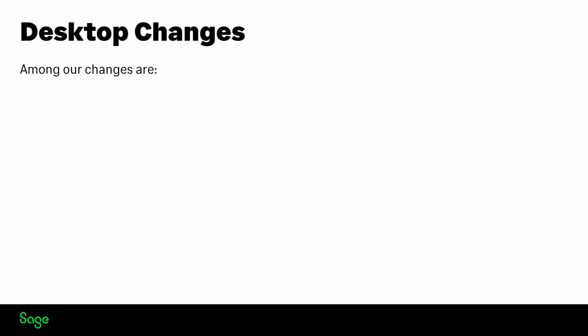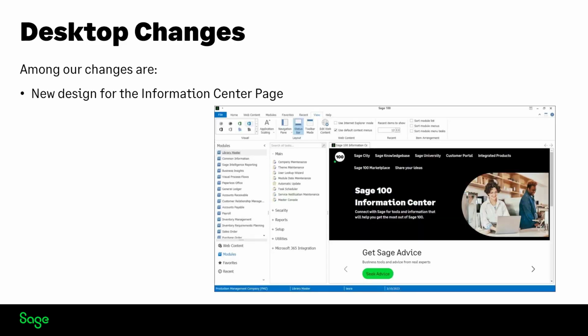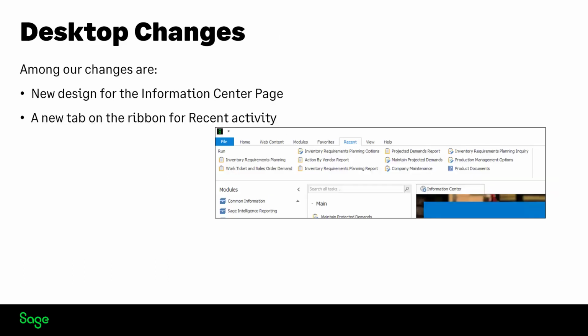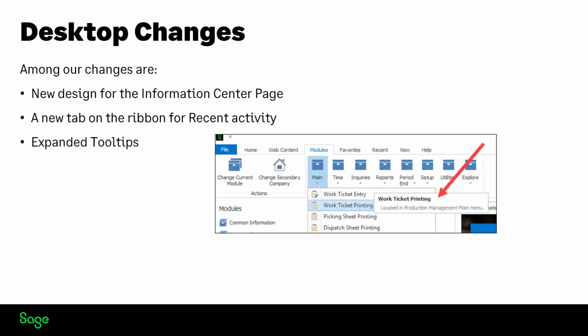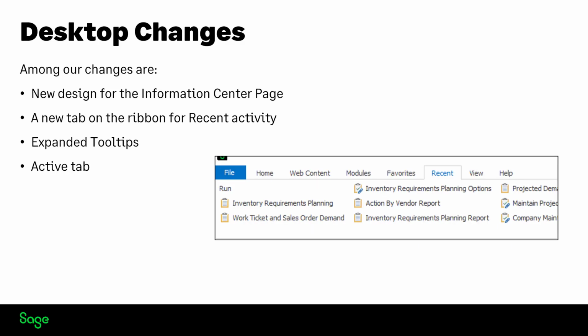Among our desktop changes are a new design for the Information Center page, a new tab on the ribbon for recent activity, expanded tooltips, and now the Active tab when you leave Sage 100 is the Active tab when you return. We have several changes made under the heading Global Changes.